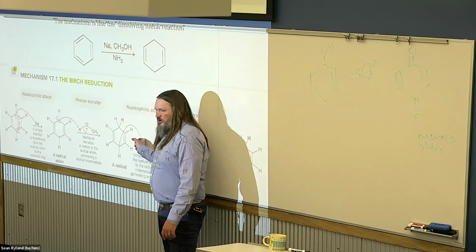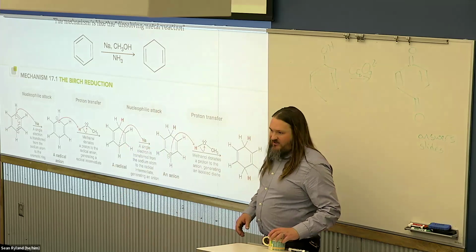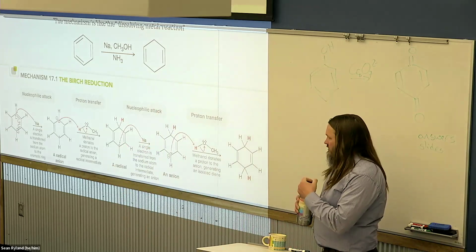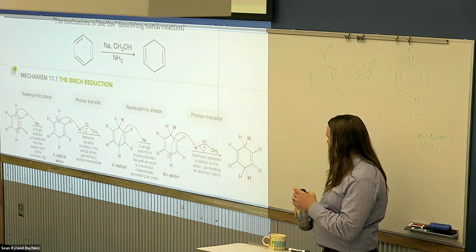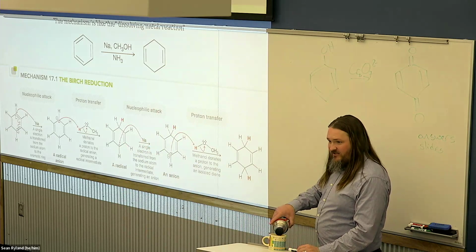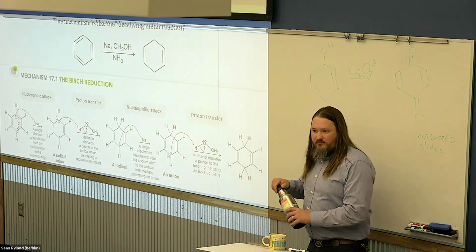And if we have more sodium around, that's a really easy way to balance out those electrons again to get us back to an even number of electrons. You just do it again. So all things considered, this is actually a relatively simple mechanism compared to some that we've seen. It's just tricky in that it's radical based.